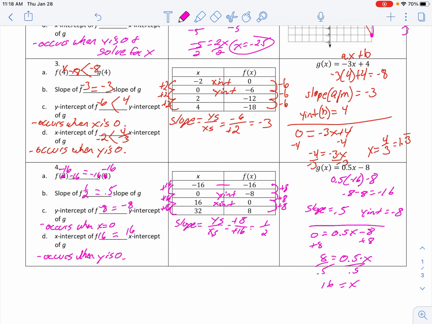What happened on this problem was, actually, the table was that function. So that's that function written into table form, okay? All right.